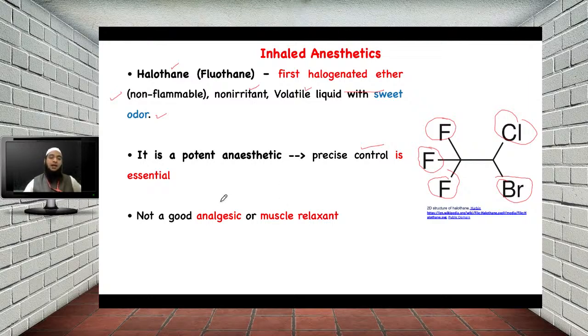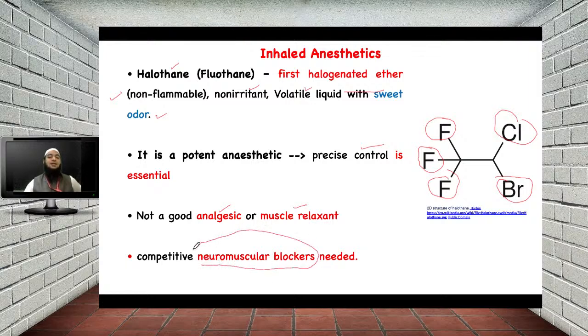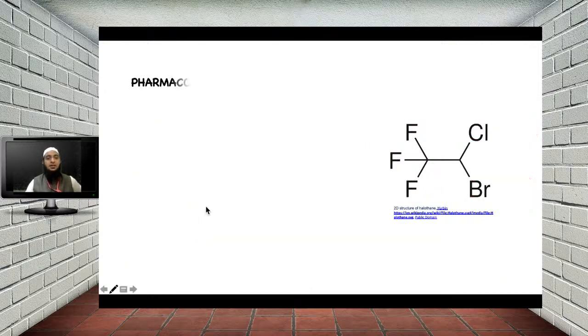But the problem is that it is not a good analgesic, and it is also not a good muscle relaxant. Now any drug which is not a good muscle relaxant, you need to use a competitive neuromuscular blocking drug, so that muscle relaxation can be produced. So when you are using halothane, you need to use a neuromuscular blocking agent to induce muscle relaxation, and you need to add some morphine or fentanyl as an analgesic drug, so that analgesia can be induced. Okay, so this is in case of halothane.